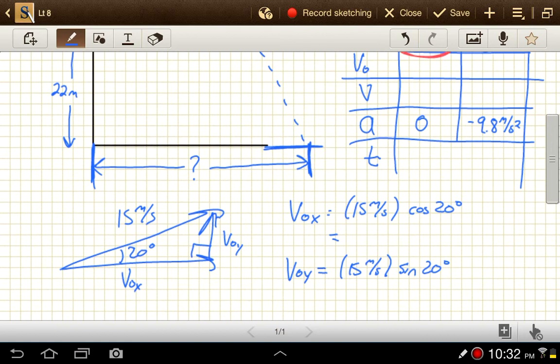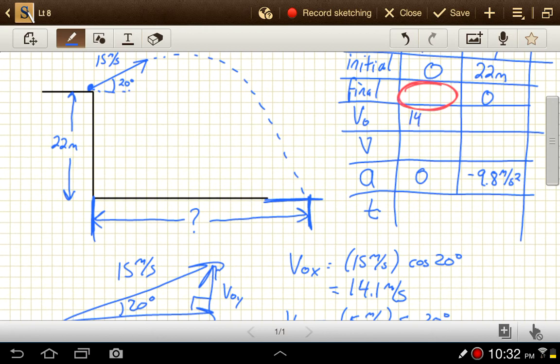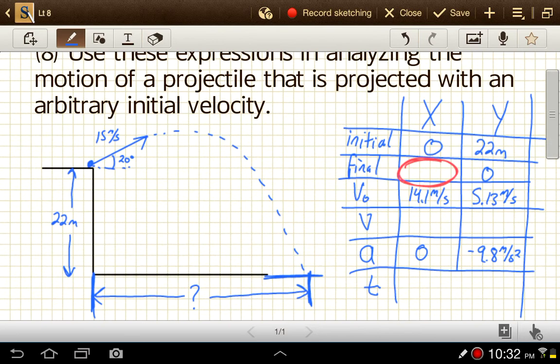So we get 14.1 meters per second and 5.13 meters per second here, so we can fill those in. 14.1 meters per second and 5.13. Okay, so now this chart represents a complete picture of everything that we're given at the beginning of this problem, and we know that we're trying to get to this x position at the very end.